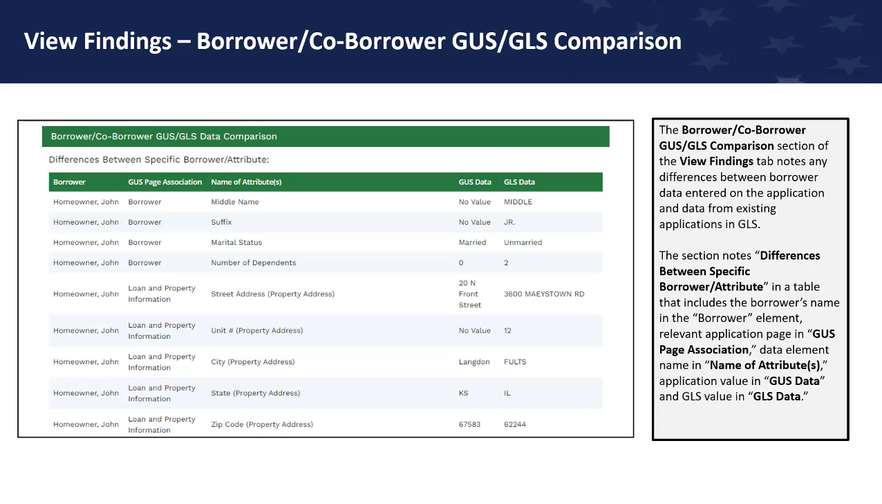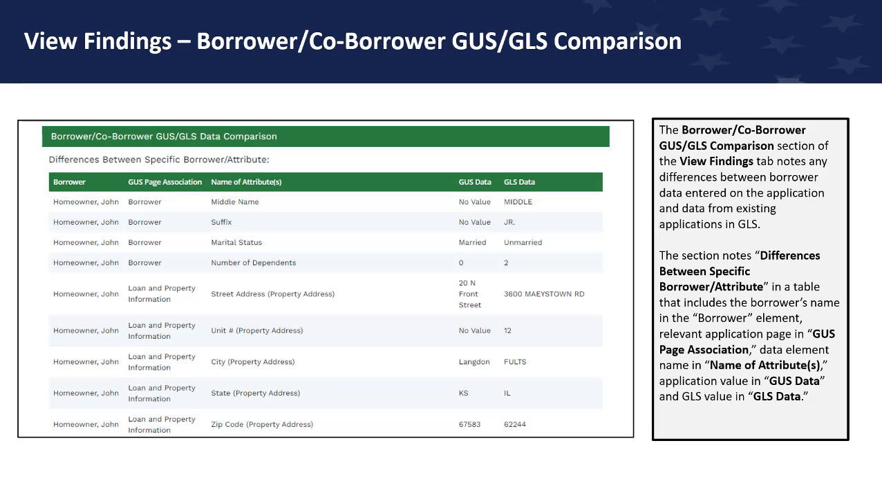The Borrower-Co-Borrower GUS-GLS comparison section of the View Findings tab notes any differences between the borrower data entered on the application and data from existing applications in GLS. The section notes differences between specific borrower attributes in a table that includes the borrower's name in the borrower element, relevant application page in GUS in page association, and data element name in name of attributes, application value in GUS data, and GLS value in GLS data.